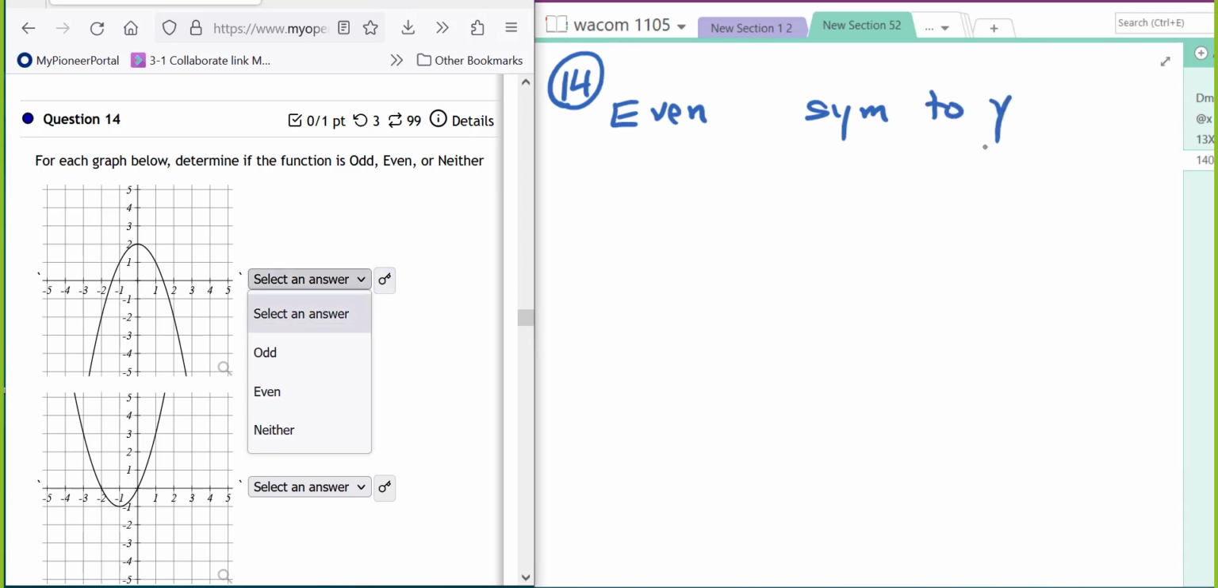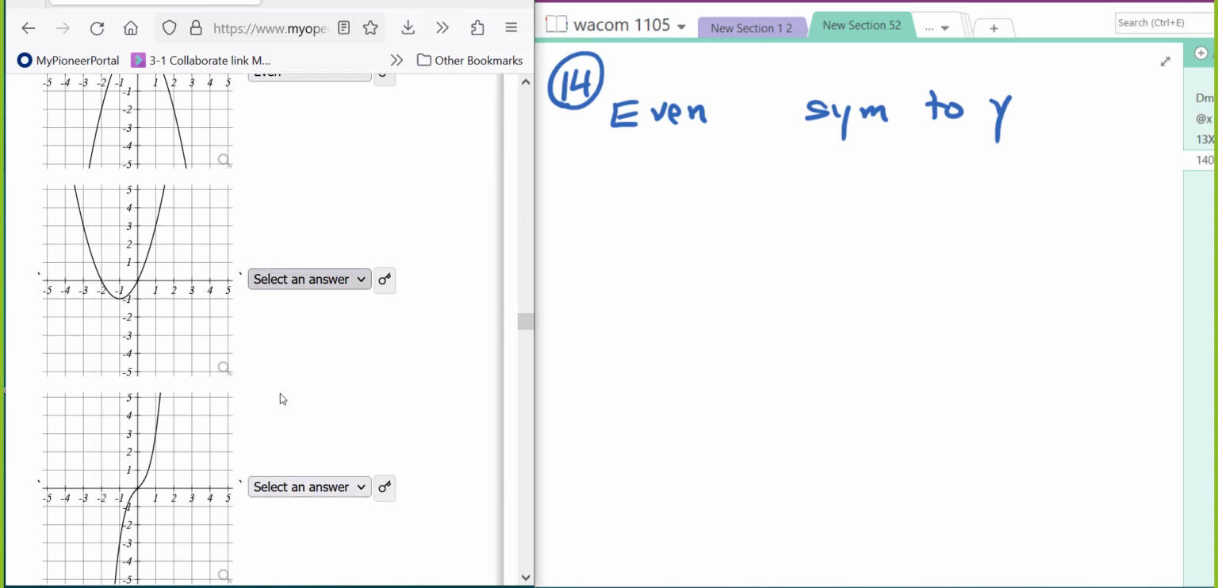Right, and we can just look at, we have to choose even. All right. This one, you don't want to be tricked by this parabola. It is slid, so it's not going to be symmetric to the y-axis. It's actually symmetric to this other line. So it's not going to be symmetric, and it's not to the origin. So it's not symmetric. It's neither. So our second one was neither.